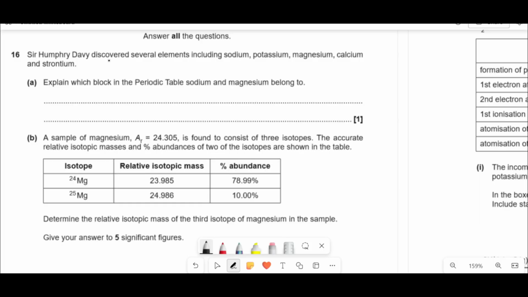Oh my, what a name. So Humphrey Davy discovered several elements including sodium, potassium, magnesium, calcium and strontium. Explain which block in the periodic table sodium and magnesium belong to. So it is the S block because they're both in the first two groups, and the highest energy of their outer electrons are in an S orbital. So you need to say that as well: the outer electrons are in an S orbital, because that's what it says. Explain means why it's there.